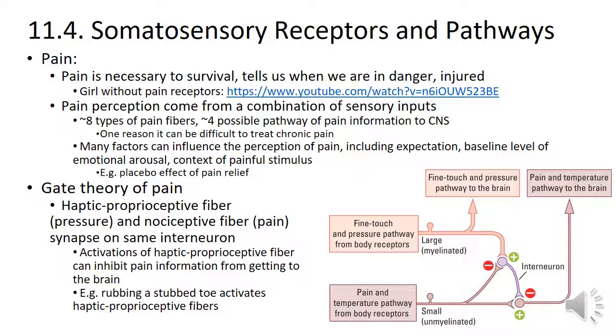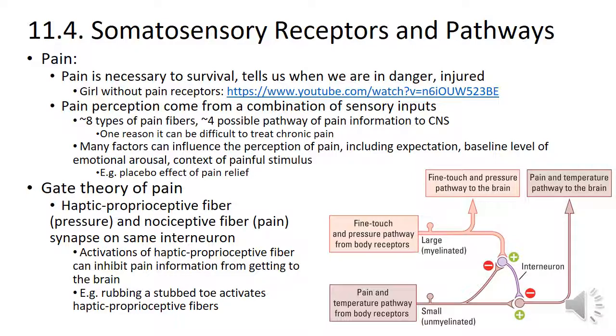It comes from a combination of sensory inputs. There are maybe around 8 types of pain fibers, up to 4 possible pathways of pain information going to the central nervous system. And this is one main reason that it can be really hard to treat chronic pain. For doctors and psychologists and psychiatrists, it can be really challenging to have a chronic pain patient because the medications we have are not sufficient, and you get addicted to them, you get used to them. So it can be very challenging to bring any relief to somebody who suffers from chronic pain.